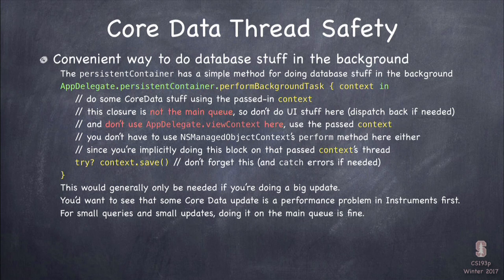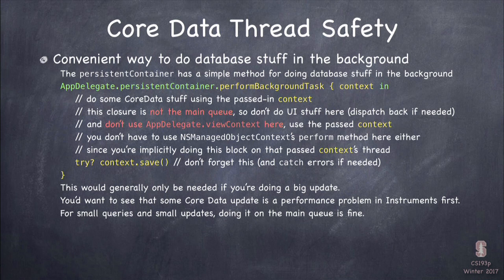Okay? Now, it's a convenience method, so if you really needed to control the quality of service, for example, of the queue and all that, well, you can't use this, but 99.99% of the time, whatever quality of service that queue is getting is the right one for Core Data, because Core Data knows its business. So you're going to do it.